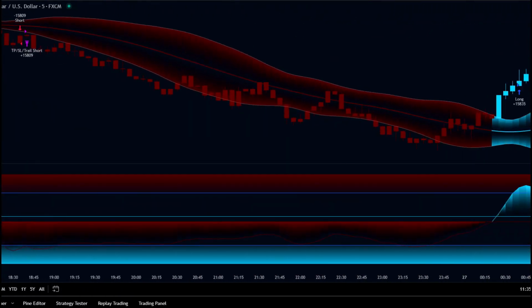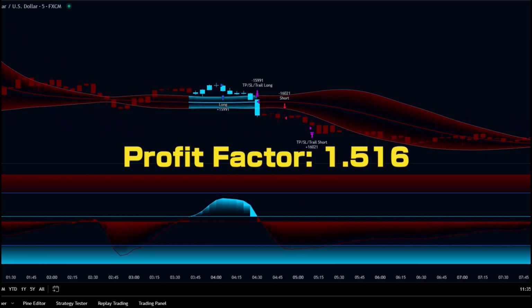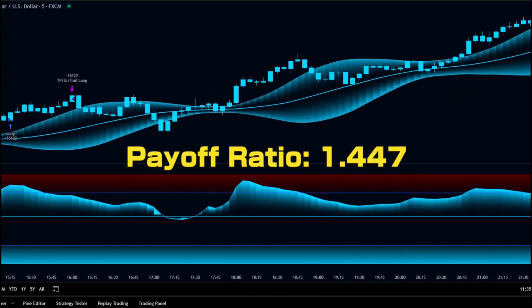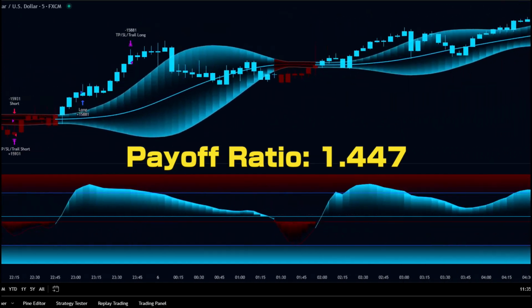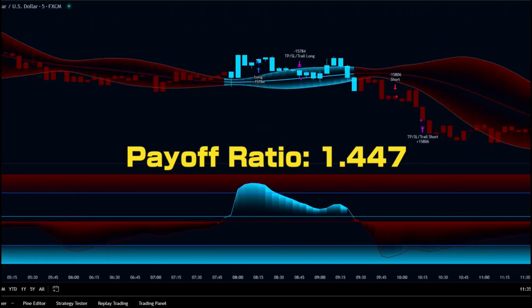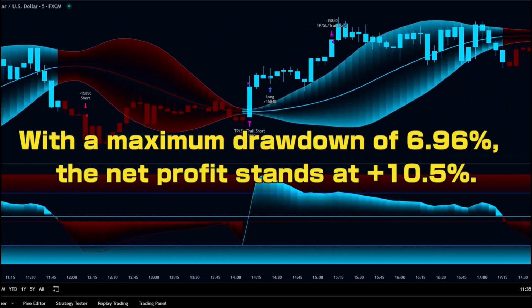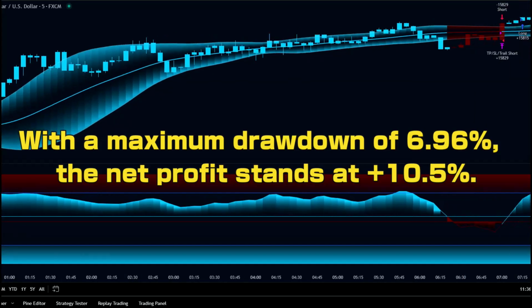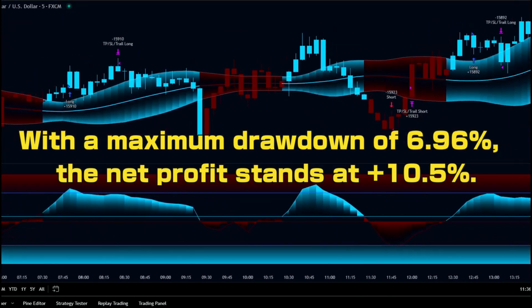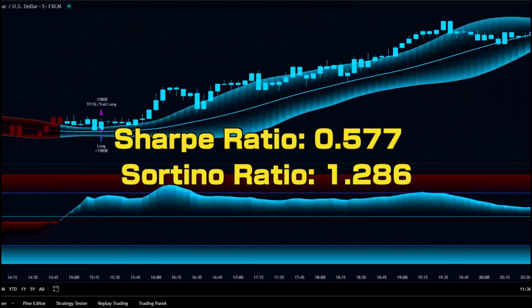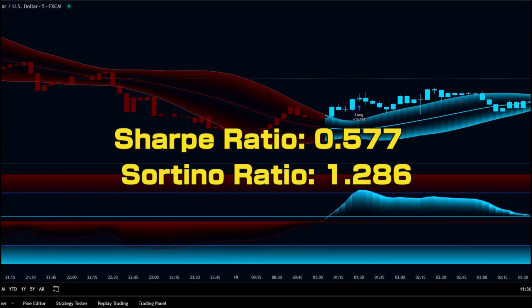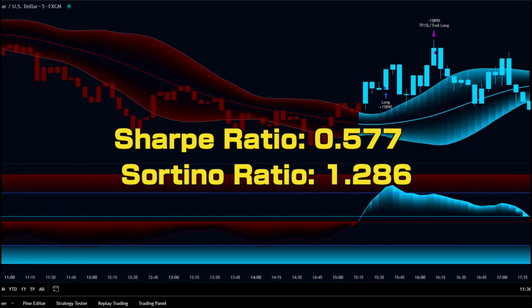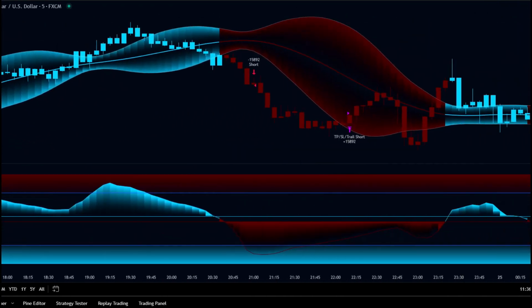Insights and improvement suggestions. Strengths. Long trades demonstrate strong performance with a profit factor of 1.516. The overall payoff ratio is solid at 1.447, meaning profits from winning trades consistently exceed losses. With a maximum drawdown of 6.96% and a net profit of 10.5%, the risk-to-reward balance is acceptable. Stable profitability, along with a Sharpe ratio of 0.577 and a Sortino ratio of 1.286, makes this a reliable strategy even for beginners.